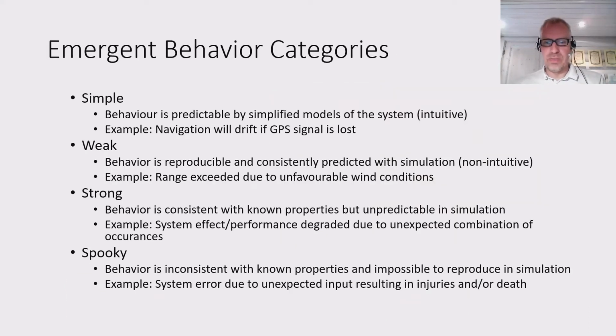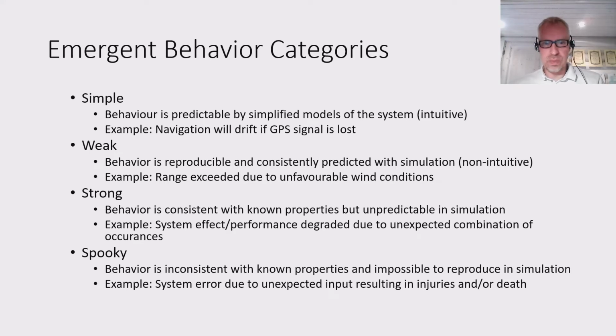We can divide emergent behavior into 4 different categories. The first one is simple, where the behavior is predictable by simplified models of the system. We can intuitively see that this type of behavior can be expected. An example can be that a system uses navigation utilizing GPS, and when the GPS signal is lost and the system has to rely on a backup solution like an inertial navigation system, we can expect a drift in navigation.